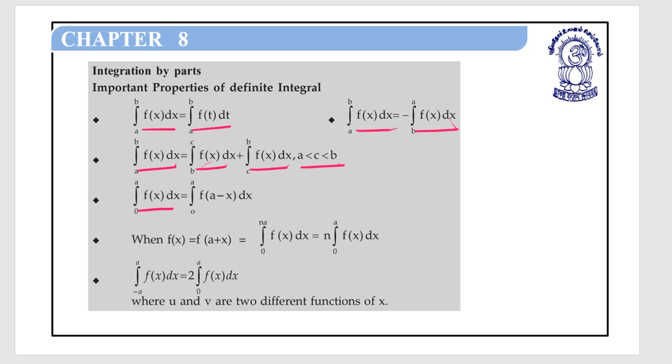Integral 0 to a f of x dx is equal to integral 0 to a f of a minus x dx. When f of x is equal to f of a plus x, integral 0 to na f of x dx is equal to n times integral 0 to a f of x dx. Integral minus a to a f of x dx, limit change to 0 to a f of x dx, where u and v are two different functions of x.